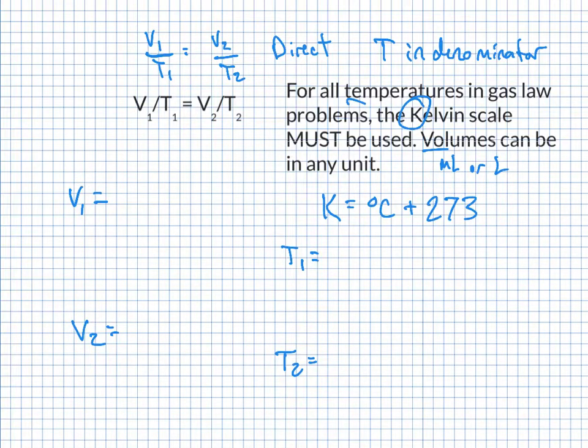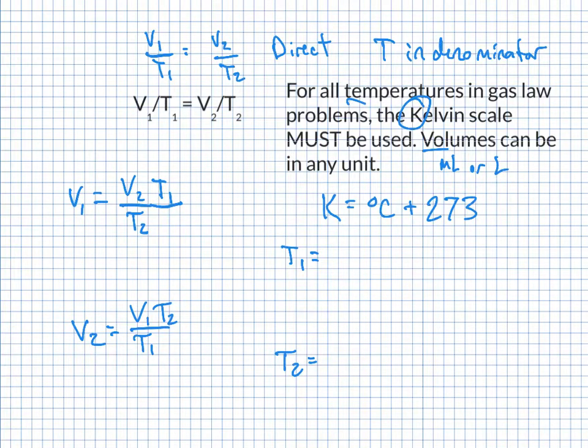So if I multiply both sides by T1, I get my V2 over T2, which was already there. But now I am also multiplying it by the T1. Likewise, for the V2, I would already have my V1 over T1, but I've got T2 in the denominator because it's dividing, so I need to multiply both sides by the T2, which puts it over here.